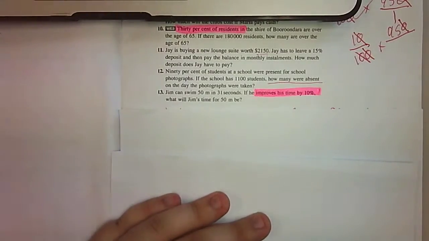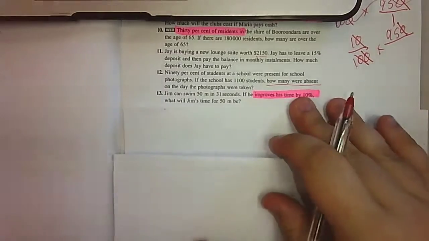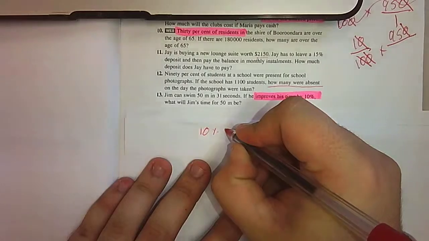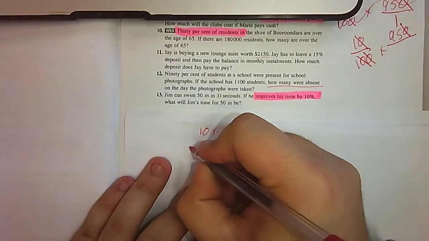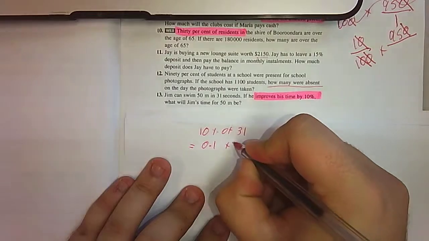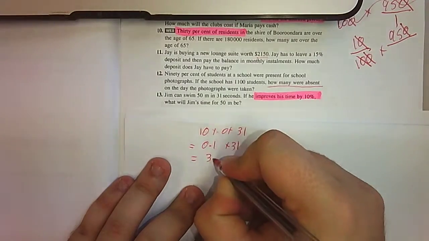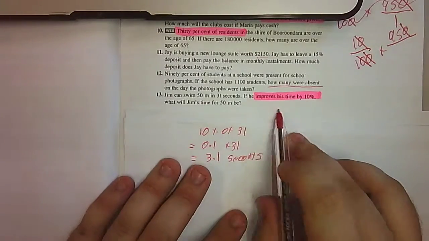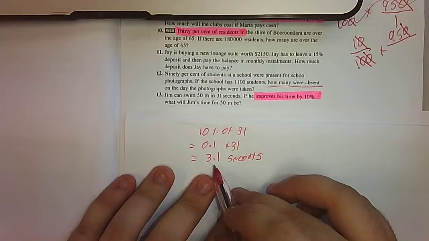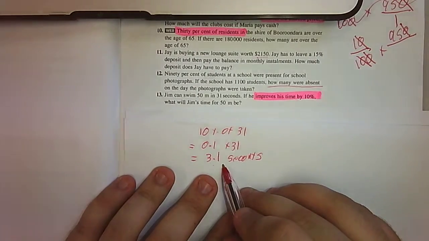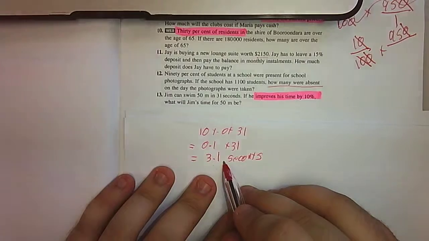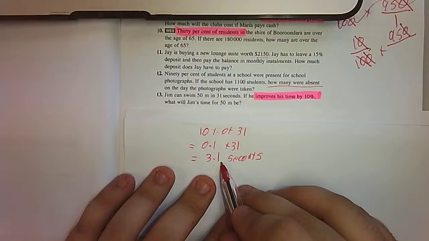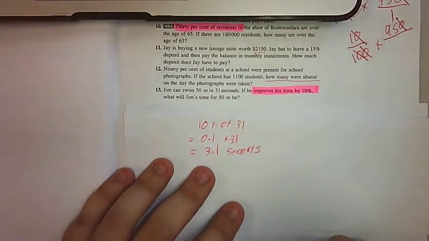So let's work out what 10% of 31 is. 10% of 31, well, that's going to be equal to 0.1 times 31, which is equal to 3.1. Now, if he improves his time by 10%, will it be 3.1 seconds more? It will take him longer to do the swim, or will it be 3.1 seconds less? Well, obviously it would be 3.1 seconds less.